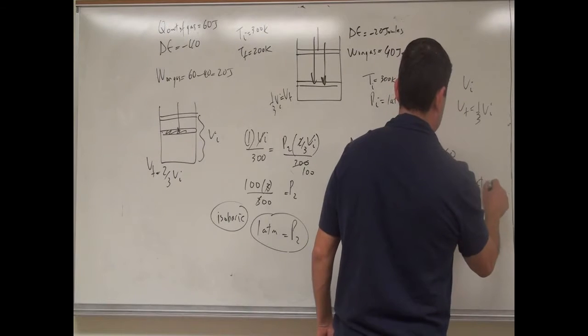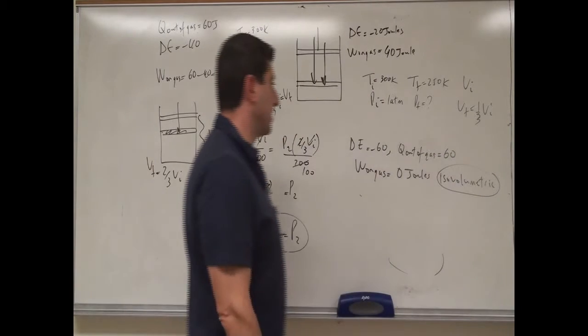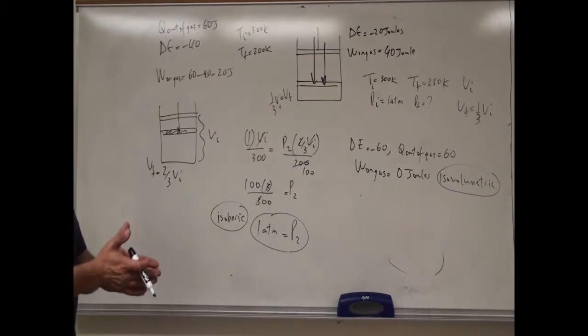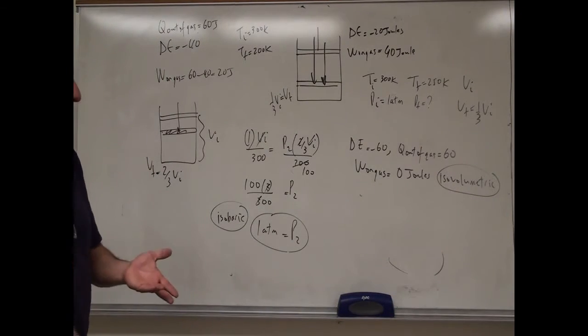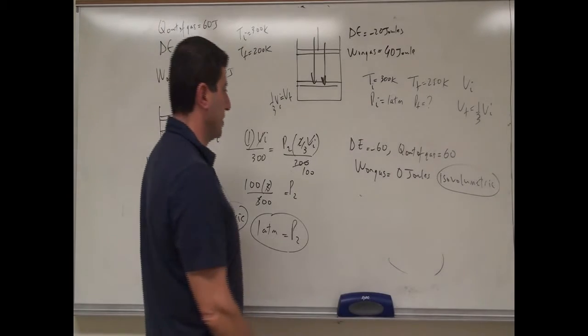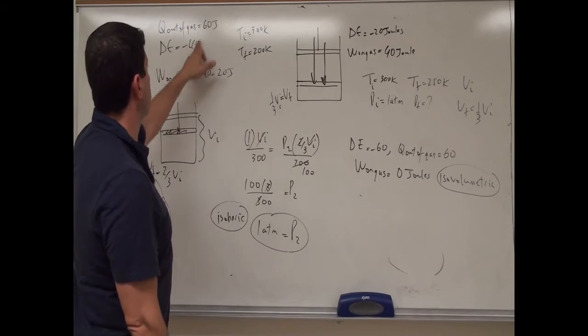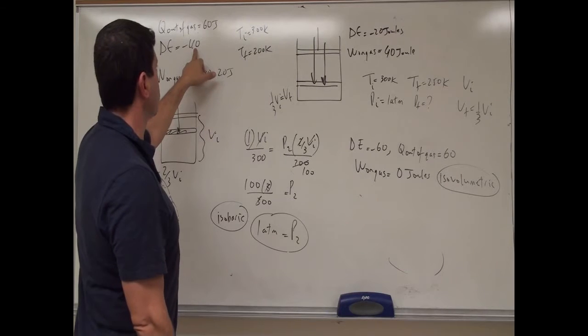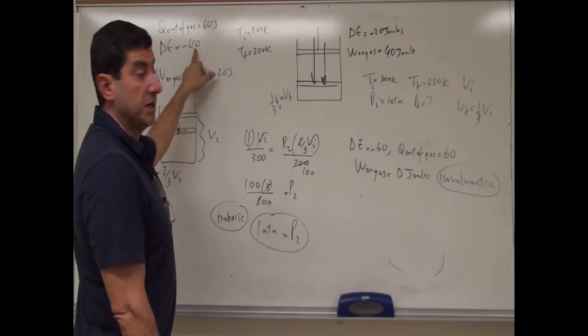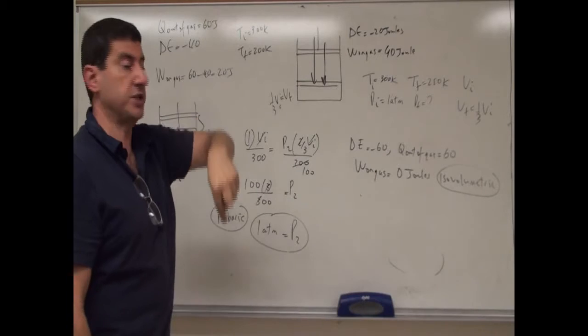Isovolumetric. Why? Because this volume is not changing at all. So if the V initial, whatever V initial is, V final is the same. So what's going to happen there? Well, what's likely to happen to the temperature? If the delta E is negative 60, the change in temperature is 3 times greater than the initial one, right?